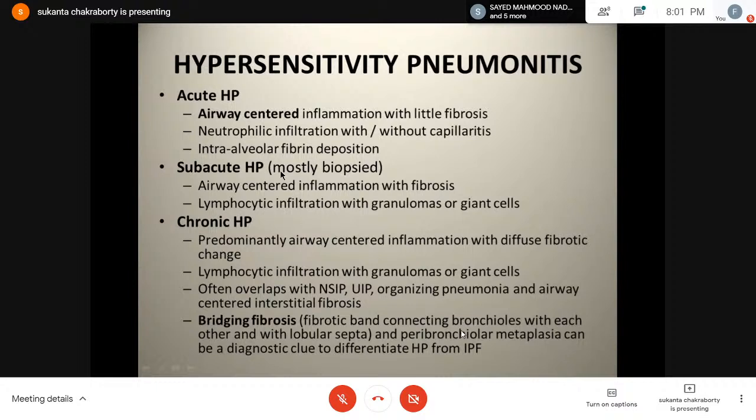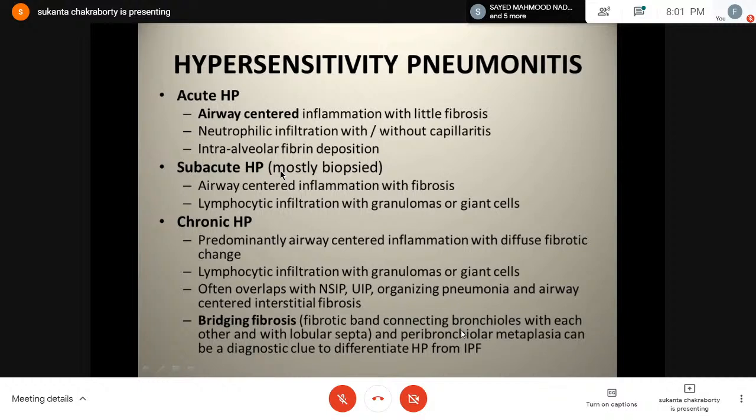Next, hypersensitivity pneumonitis, which I have named again and again in the discussion of classification and of IIPs, where we must always exclude some specific connective tissue diseases, some allergens, and some drug reactions to diagnose the idiopathic conditions or non-specific conditions.